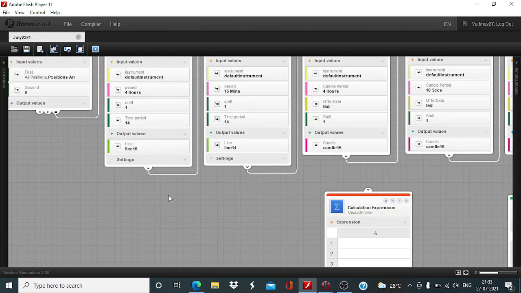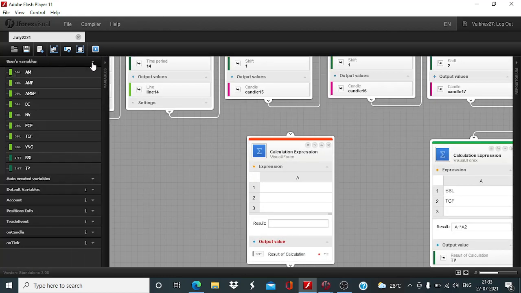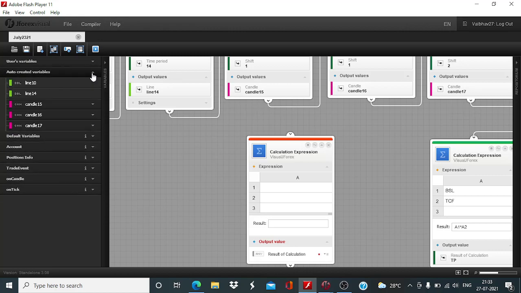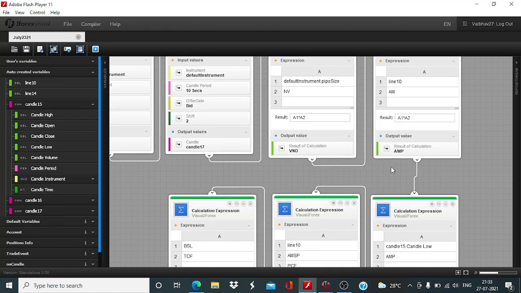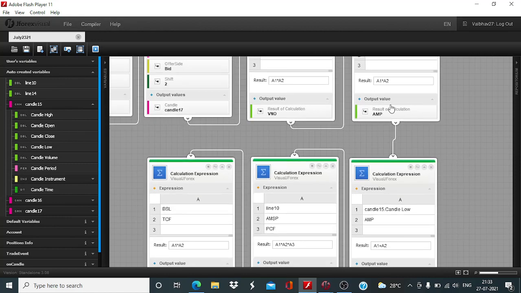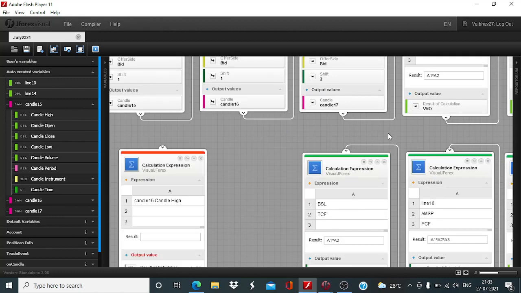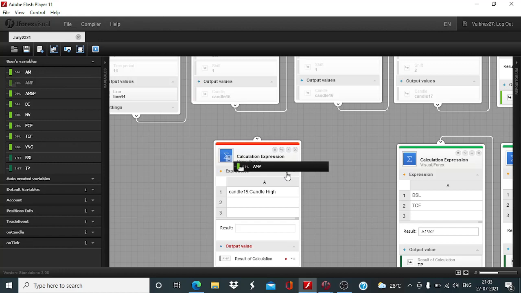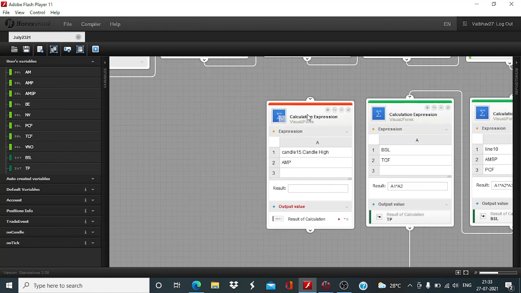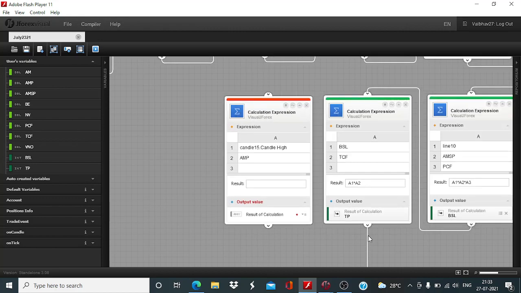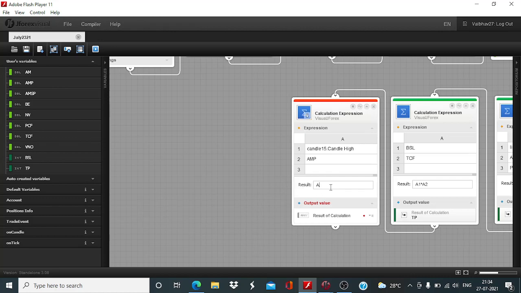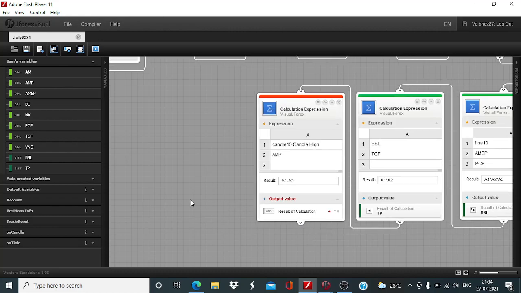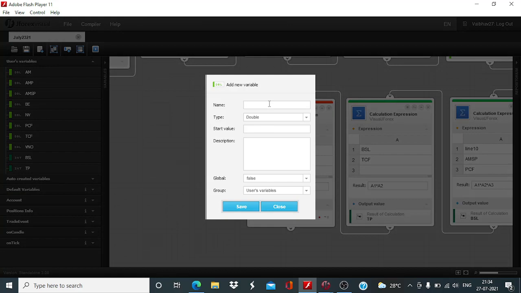We need the 4-hour candle's high, and subtract 20% of the ATR, this output value, this variable AMP. I will disconnect it. Okay, and this is going to be A1 minus A2, and this is going to be our entry point.